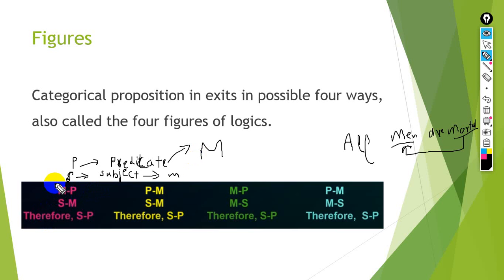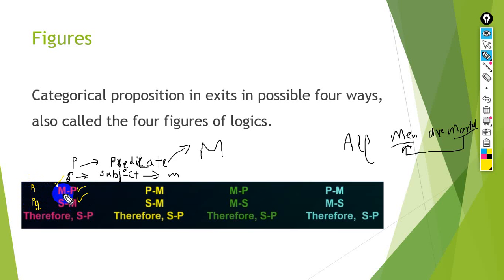So middle term will be at the first position. Okay, middle term is at first position. Then we will have predicate and second premise. So for example, this is premise 1 and this is premise 2. So in second premise, the subject will be the first and the middle term will be the last.